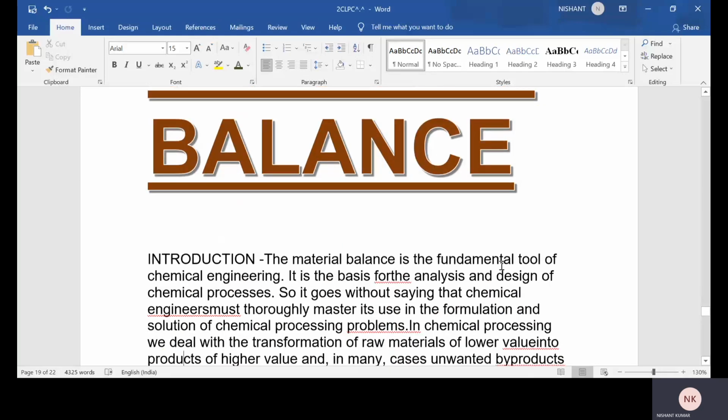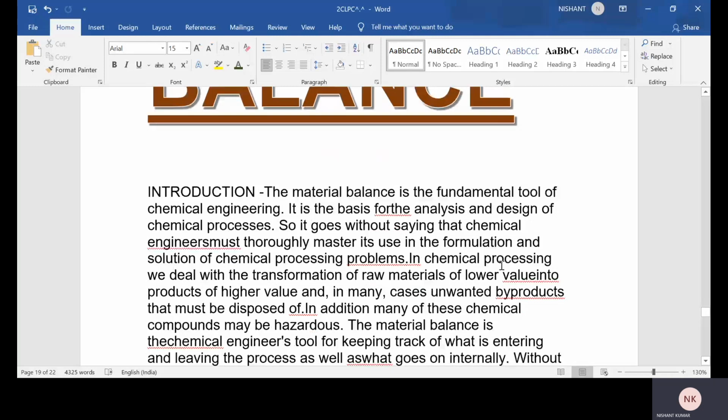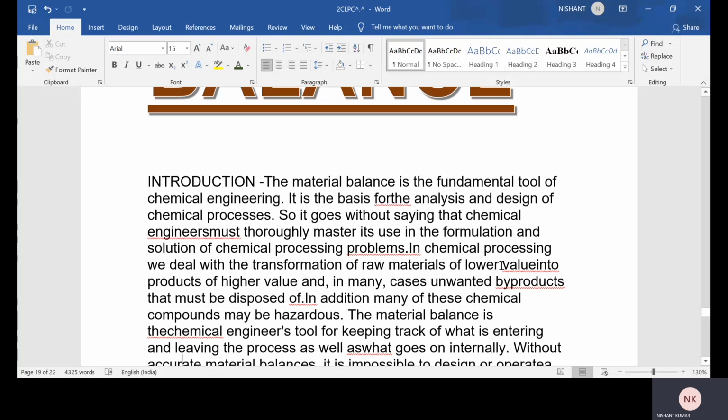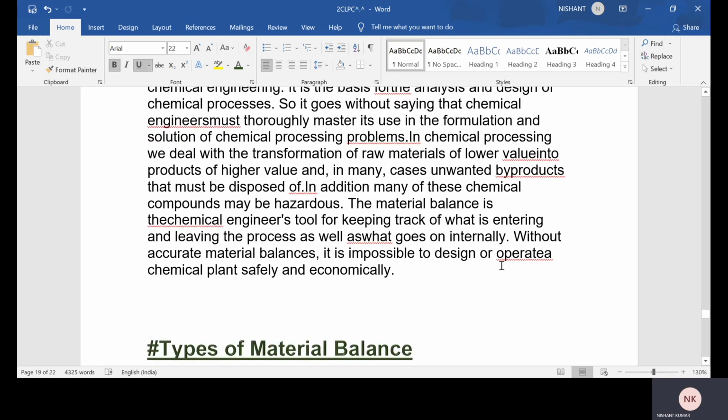Discussing material balance. Material balance is a fundamental tool of chemical engineering. It is the basis for the analysis and design of chemical processes. In chemical processing, we deal with the transformation of raw materials of low value into products of high value, and in many cases unwanted byproducts that must be disposed of.